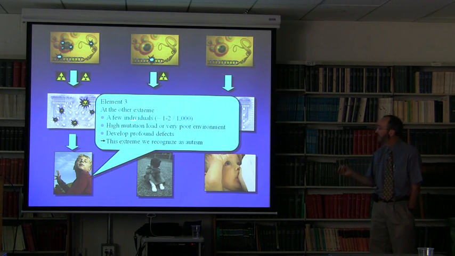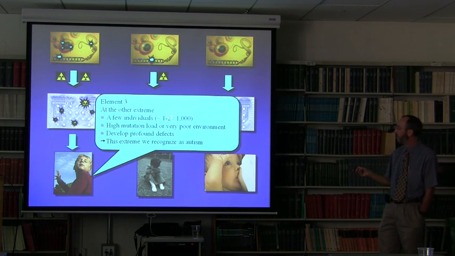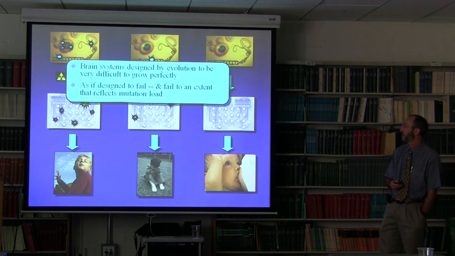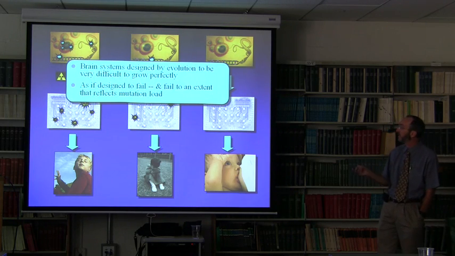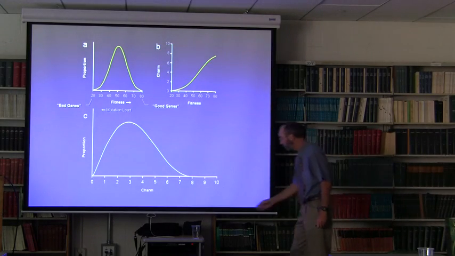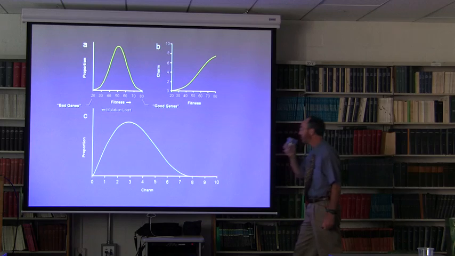Element 3 is that at the other extreme, a few individuals, maybe 1 to 2 per thousand, with a high mutation load or a very poor environment, develop profound defects in the system, and the behavior they emit is an extreme of the behavior that we recognize as autism. So it's as if these brain systems were designed by evolution to be very difficult to grow perfectly. It's as if they're designed to fail, and fail to an extent that reflects mutation load.